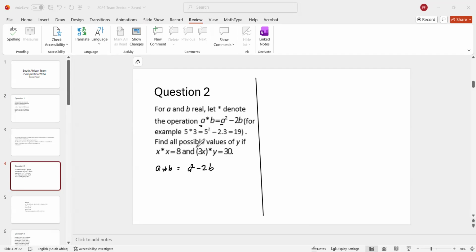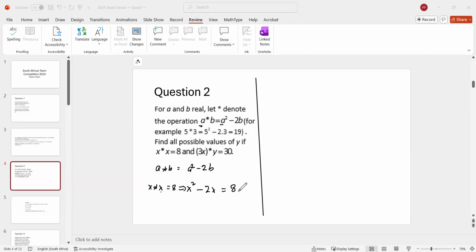All right. Now, you're given two equations. Find all possible values of y if x star x is equal to 8. So x star x equals 8. The first is squared, right? Minus twice the second. The second is also x, and that is equal to 8.